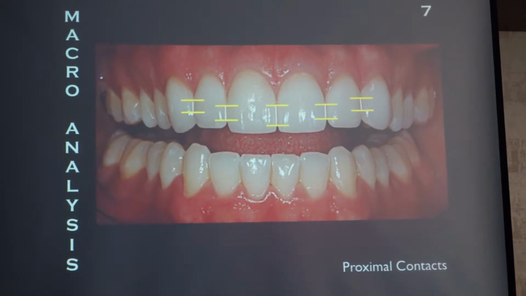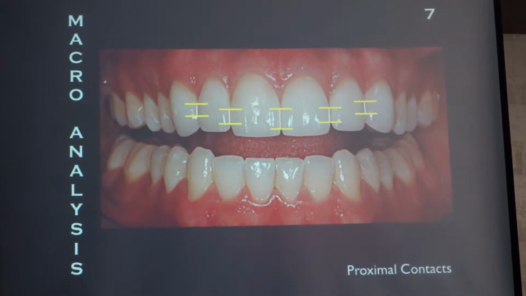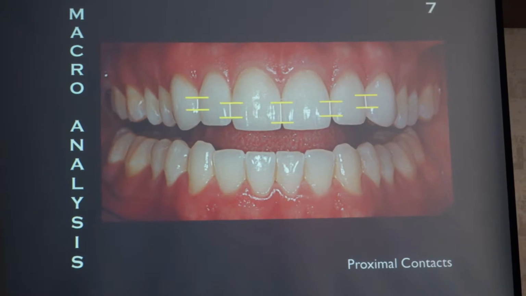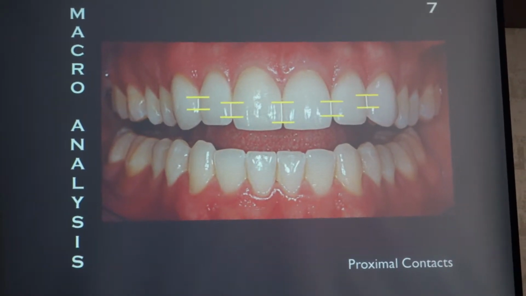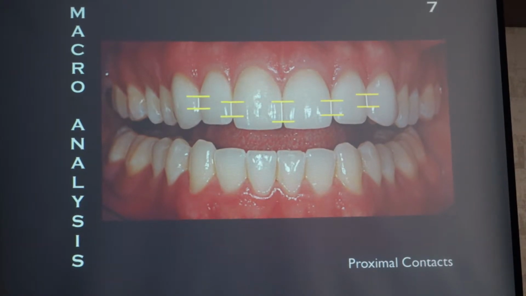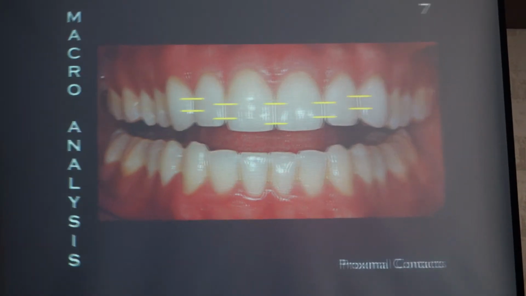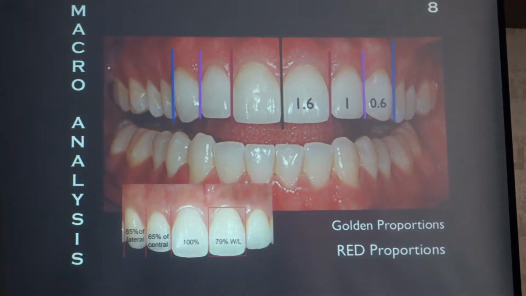Of course, with the proximal contact, it's getting smaller as we go posteriorly. So if it's 2 millimeters between the central incisors, 1.5 between central and lateral, we get around 1 millimeter between the lateral and canine.